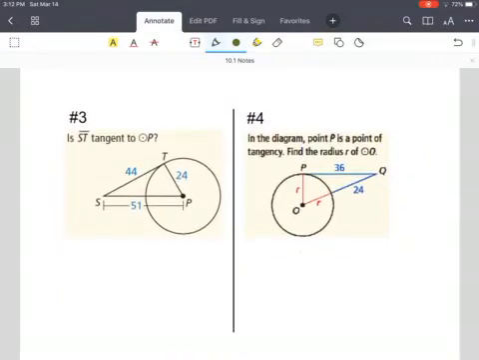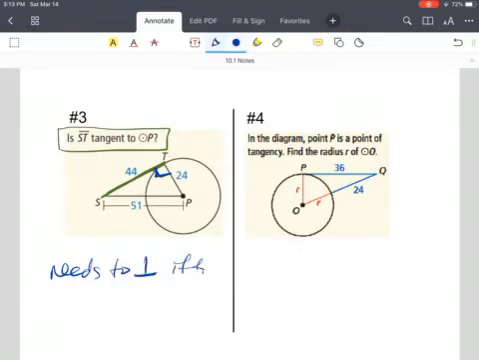So number 3 is going back to that first one, dealing with perpendiculars. So this one, though, is asking, is it tangent? It's not telling us that it is tangent. So is ST tangent to the circle, to PT, which would be the radius? And if that is true, then that would need to be a right angle. So it would need to be perpendicular if true, which would mean that triangle STP would need to be a right triangle.